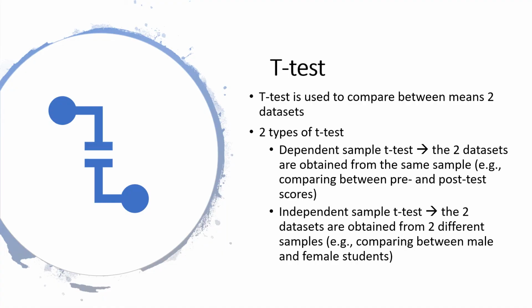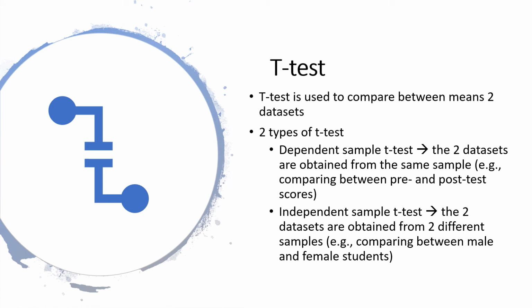So t-test is used to compare between means of two data sets. So if you have more than two data sets, then you will use ANOVA, not t-test. There are two types of t-tests. The dependent sample t-test: the two data sets are obtained from the same sample. For example, you're comparing between the pre and post-test score. This is also called the repeated measure, so you will compare within subjects. So the design will be within subjects.